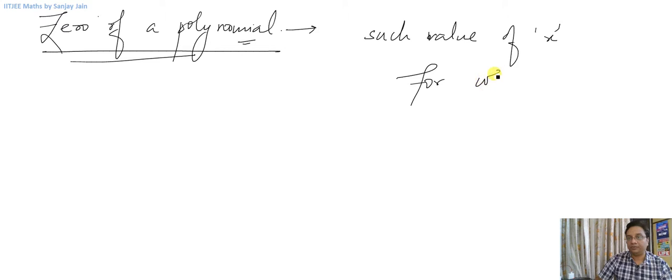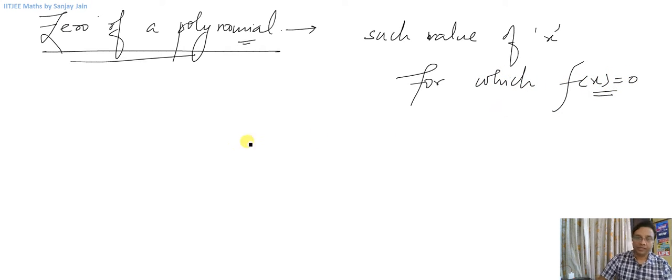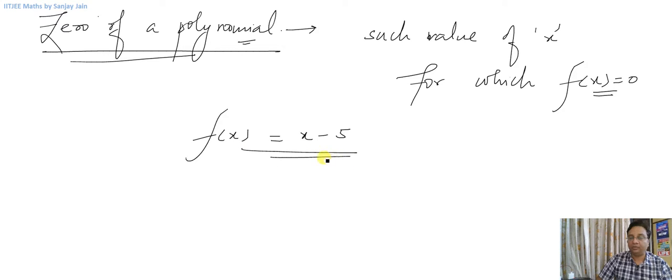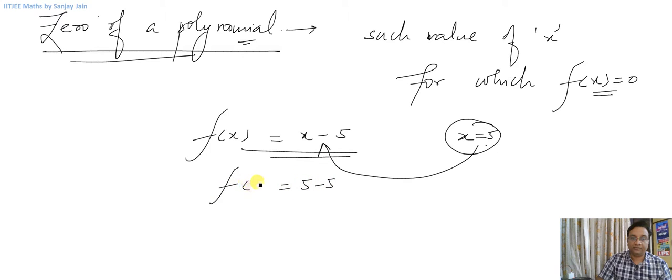for which f of x becomes 0, right? So if I write, let us say, a linear polynomial like this, x minus 5, can you tell me what will be the 0 of this polynomial? 0 of this polynomial will be obviously 5, x equal to 5, because when I put x equal to 5 here, then f of 5 is equal to 5 minus 5 equals 0. So 5 is the 0 of this polynomial, okay, and it is a linear polynomial.